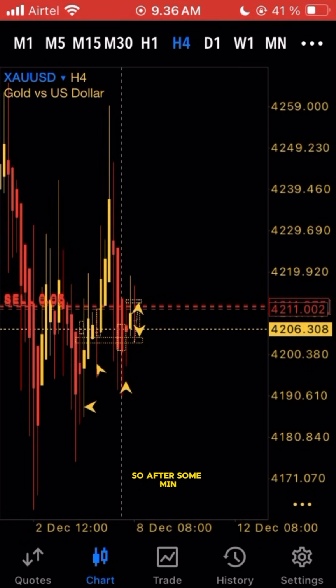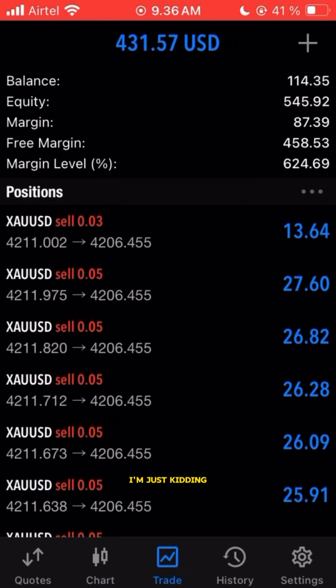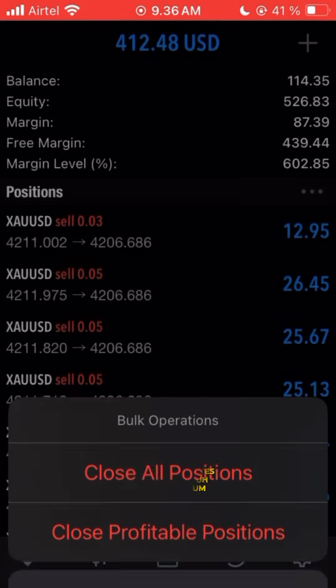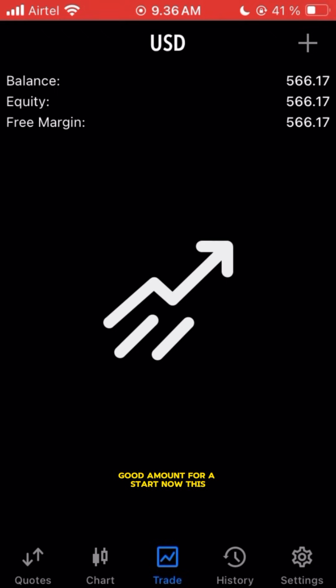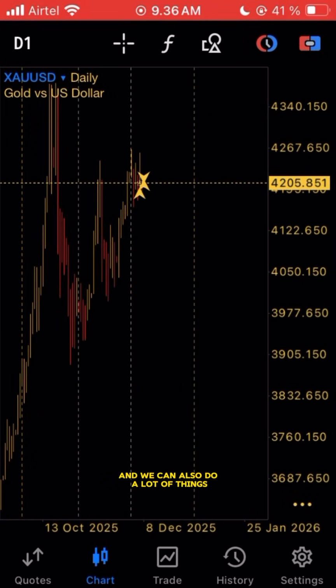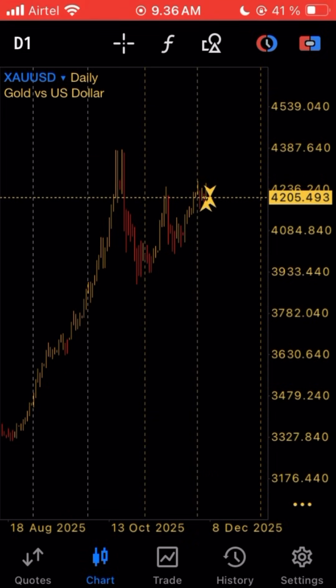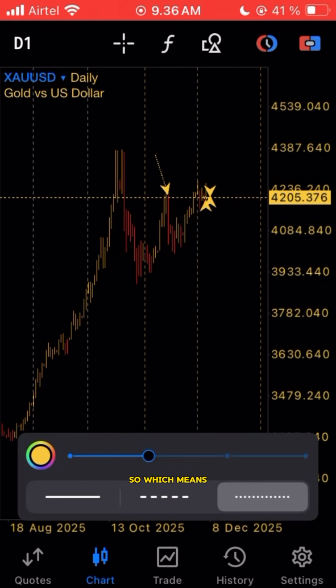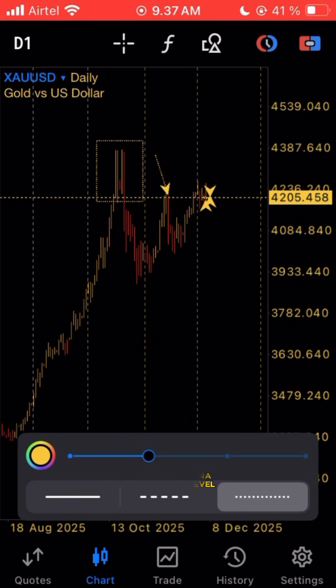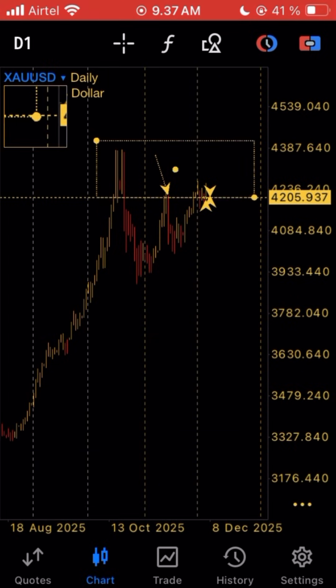A few minutes later. All right, so after some minutes, or hours, I'm just kidding, after some minutes we were able to get a good amount for a start. Now in this way we have more leverage in terms of account balance, so we can enter more positions and we can also do a lot of things. Now there's a setup I spot. It's actually something that made the entire trade interesting for us. Gold is going to go a long way for the sell, but I'm not going to hold to that level because it will be a swing zone.